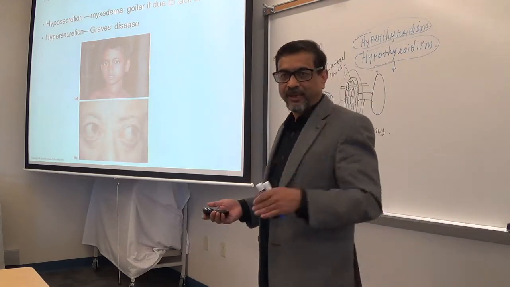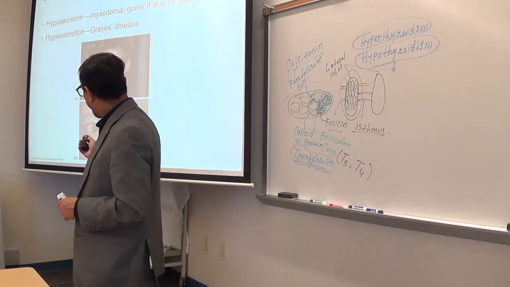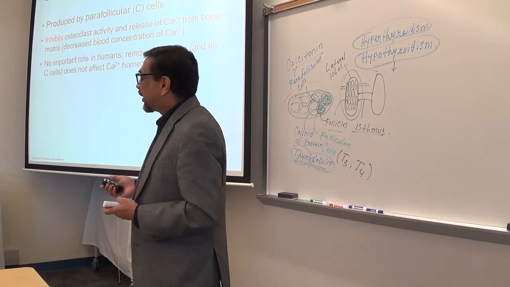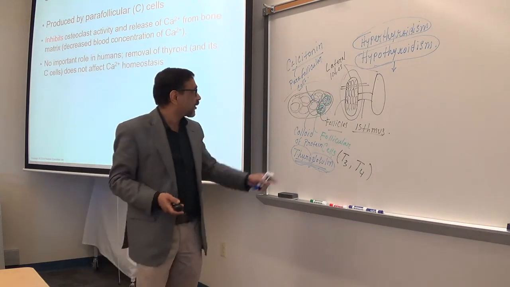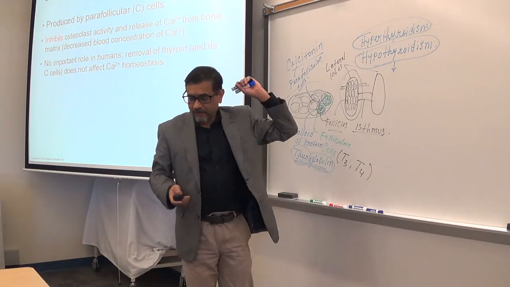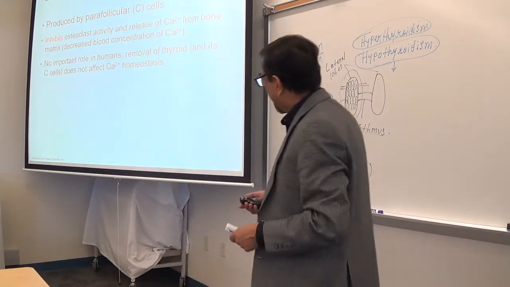Abnormal distribution of fat will occur. Okay? So, calcitonin lowers the calcium in the blood. Just know that, we'll talk about that later.